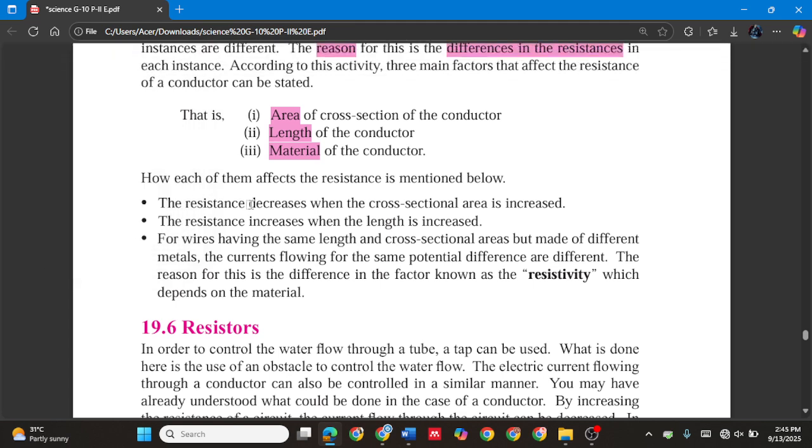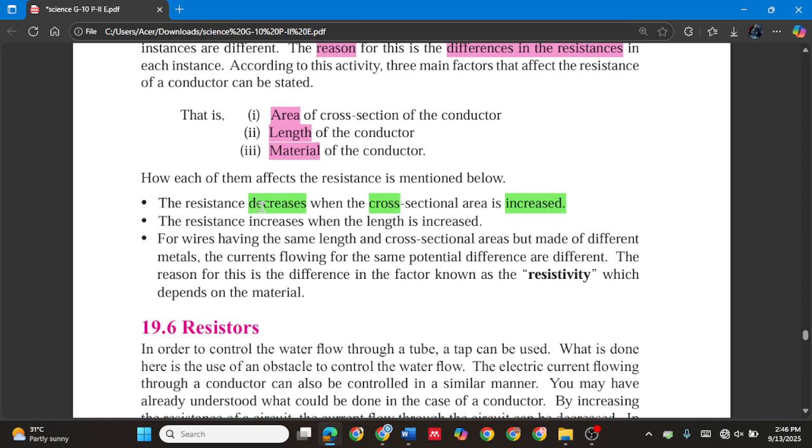What happened to R? R decreases when the cross-sectional area increases. When cross-section increases, resistance decreases. What is the meaning of the term resistance? It is the disturbance. I have told you. So resistance means a kind of disturbance. When the cross-sectional area is increased, it gives a larger space for the current to pass.